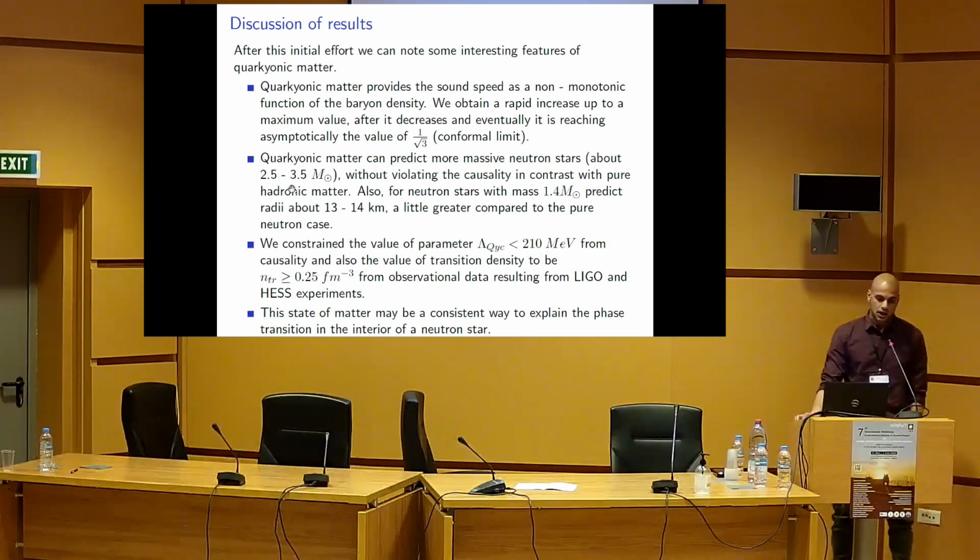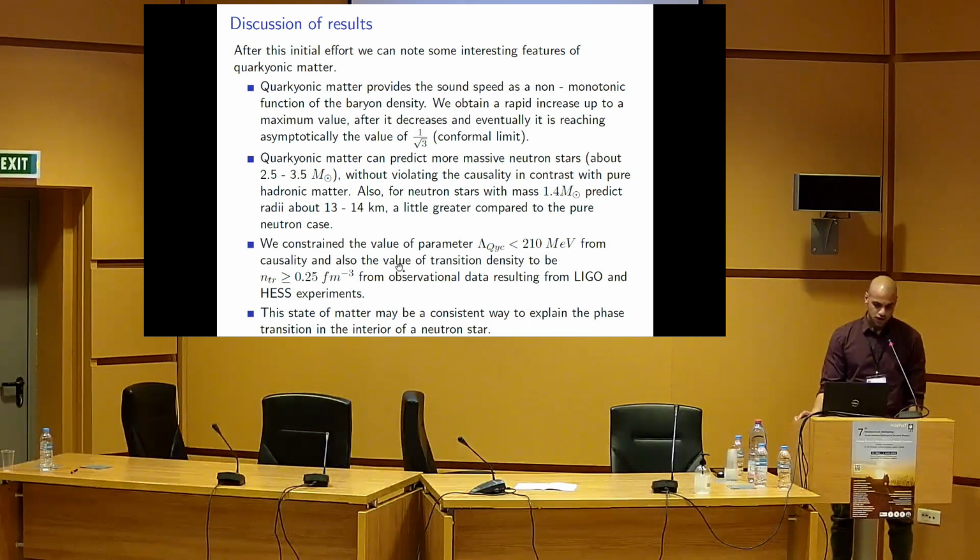Also, quarkyonic matter can provide massive neutron stars, about 2.5 up to 3.5 solar masses, without violating causality. And this is the main reason we insert this theory. It predicts a little greater radii compared to pure hadronic models.